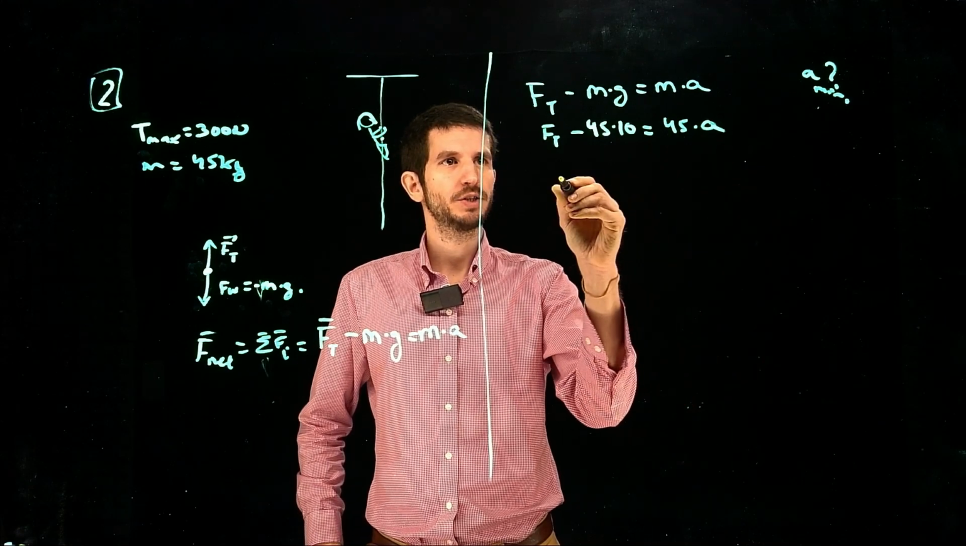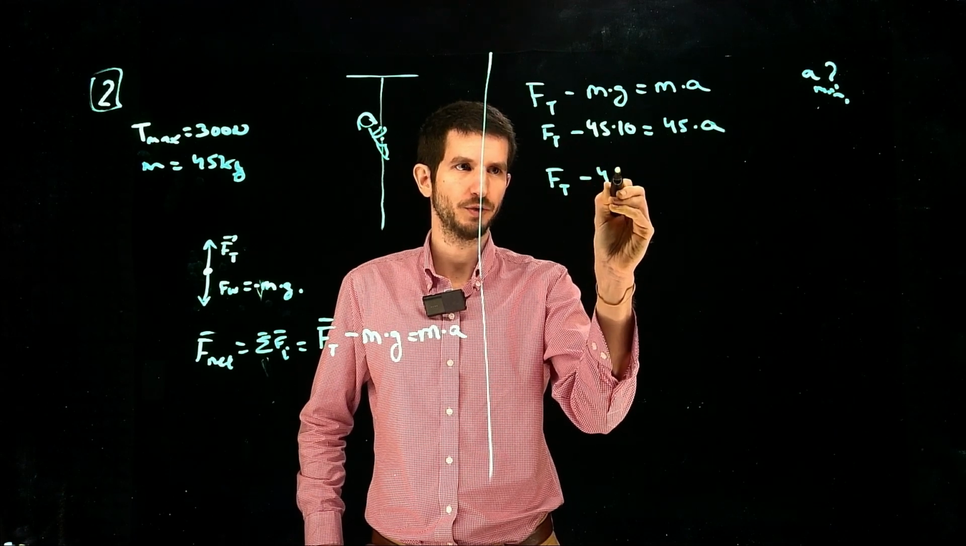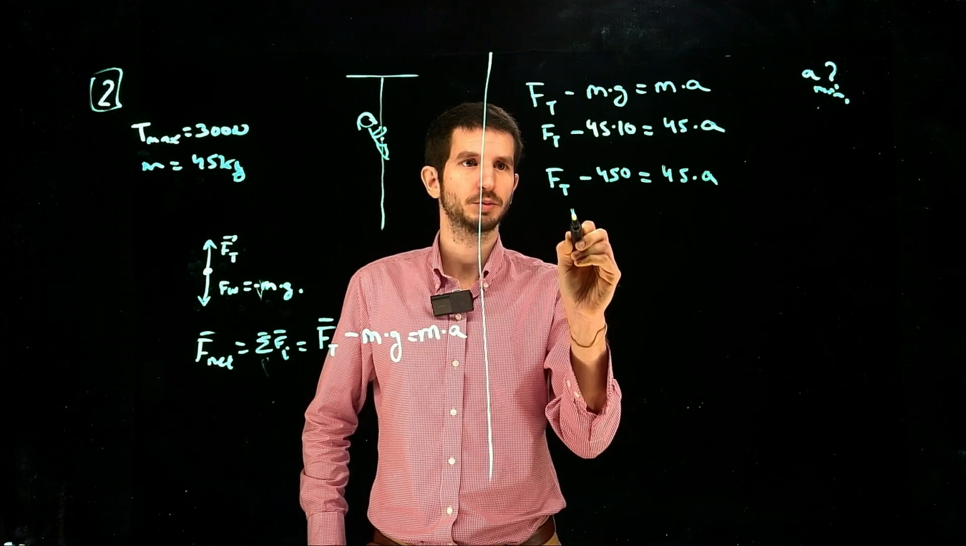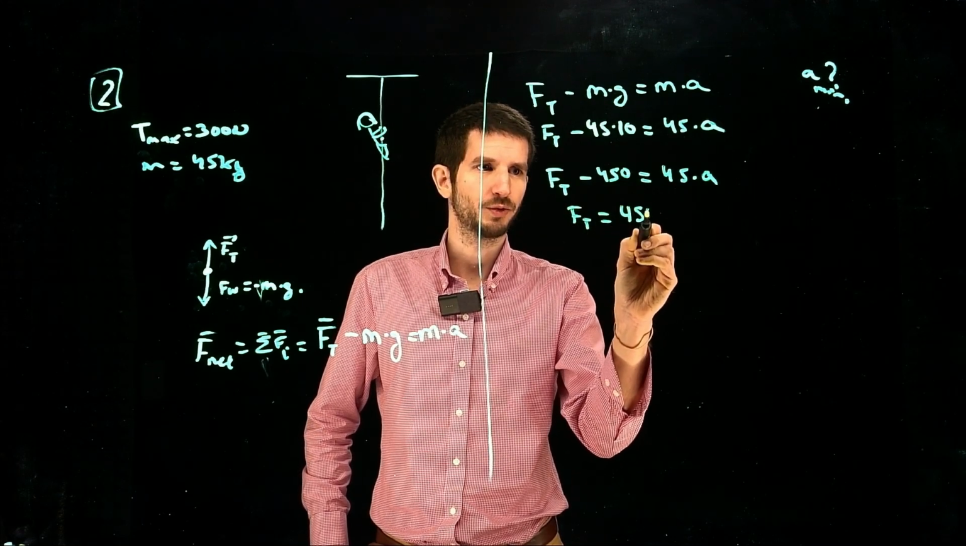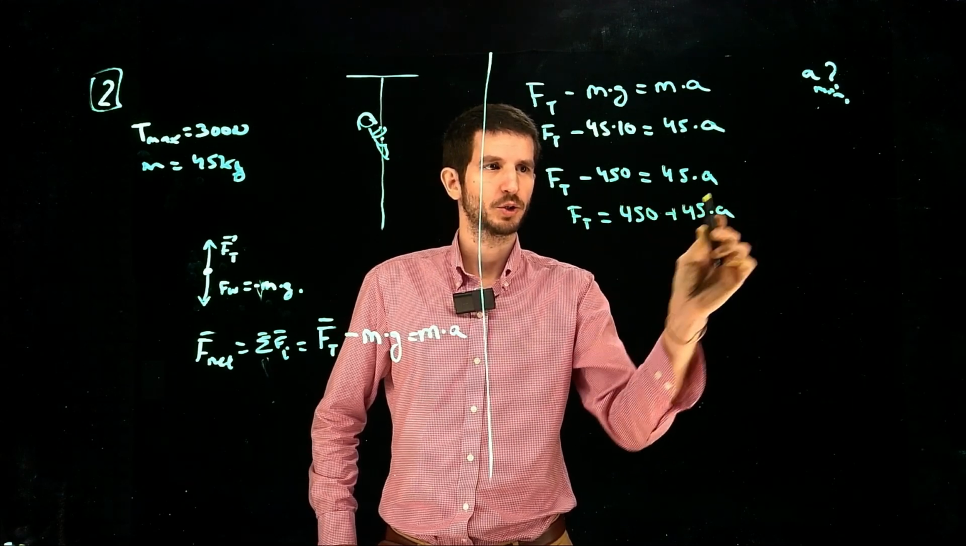And then we can just see from here that the force of tension, actually, this is minus 450, and this is 45 times A, which means that the force of tension is going to be 450 plus 45A, right? This is minus, goes there.